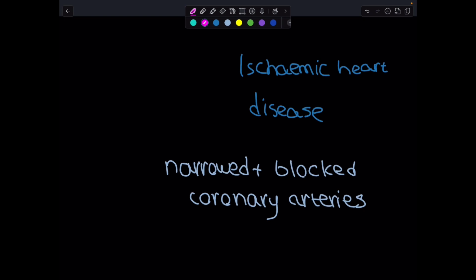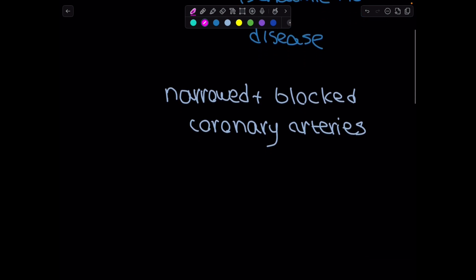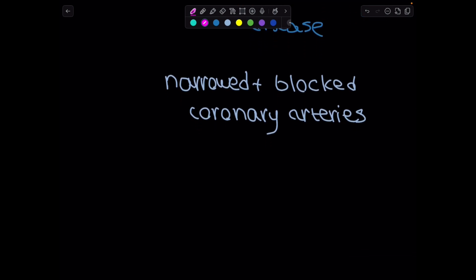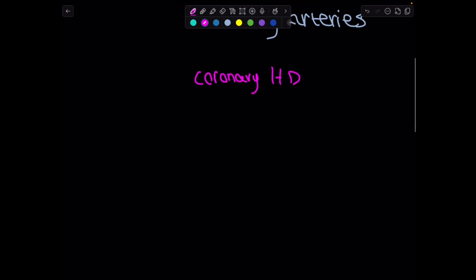So it's coronary. So it's the same as coronary heart disease or not? Yes, ischemic heart disease, IHD, is essentially the same as coronary heart disease, CHD, as both refer to heart conditions caused by reduced blood flow to the heart muscle due to narrowed or blocked coronary arteries from atherosclerosis.